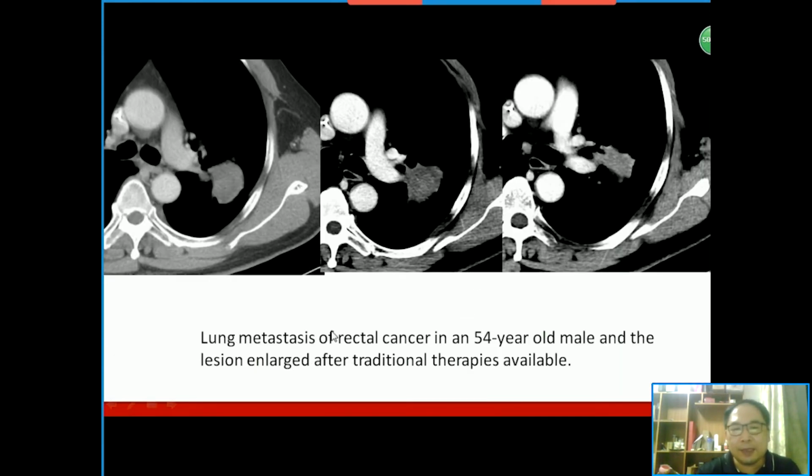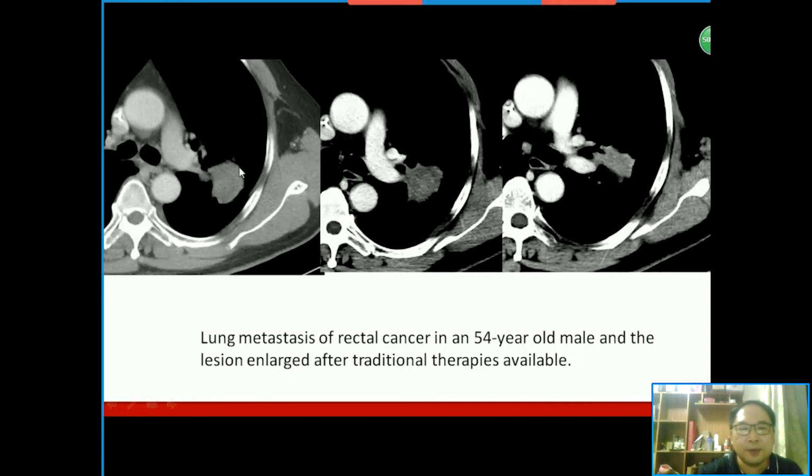This is a lung metastasis of rectal carcinoma in a 54-year-old male, and the lesion was large after the available traditional therapies. He received SBRT, systemic chemotherapy, and also some immunotherapy and targeted therapy. But the lesions became larger and larger, and he came for help. We can see there are more lesions. This is a large one, and this is a small one near the pulmonary artery.